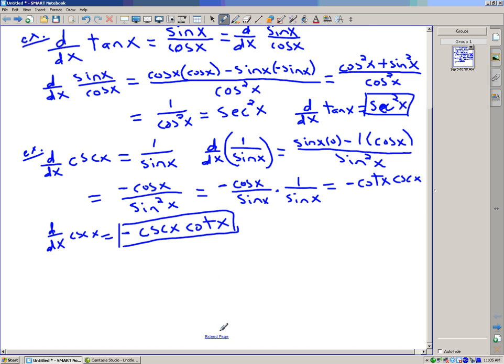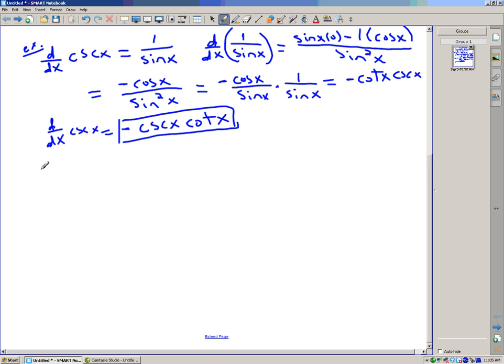Anyway, so we have one more. Let's find the derivative of secant of x. Same approach. We're going to write this as a quotient. That's 1 over cosine. So let's just bust this derivative out.